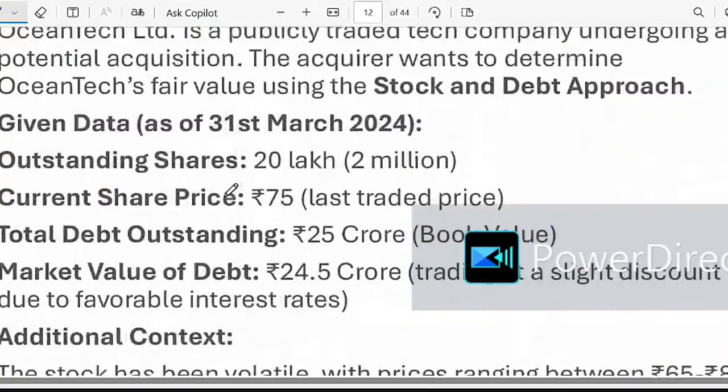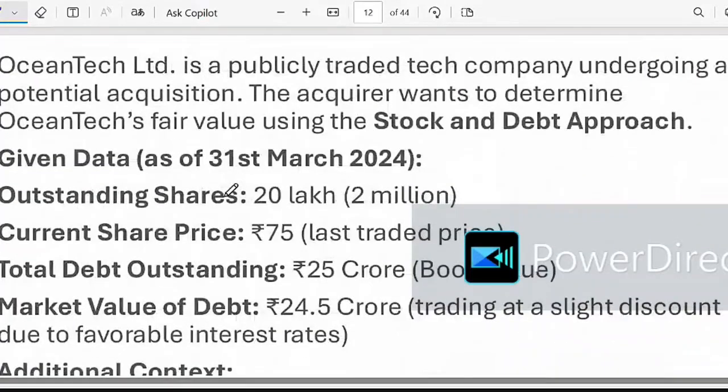Let's look at this. Now we are discussing the stock and debt approach. Till now we were discussing the market risk adjusted approach, right? These are the different kinds of approaches which we are discussing. Now we will discuss the stock and debt approach. Let's have a look at this particular question.